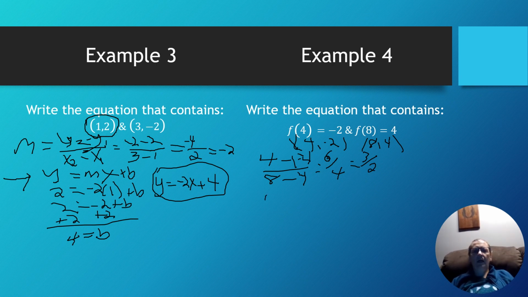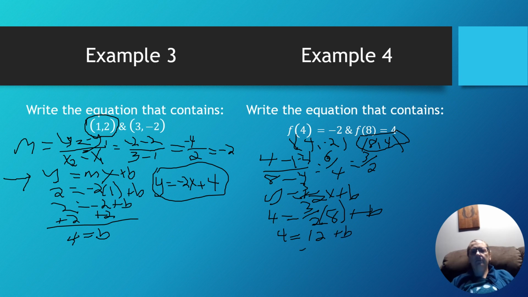And then we have y equals mx plus b. I'll go ahead and write the 3 halves here. This time I think I will choose the 8, 4 as my point, because again there's no negatives. Again, it doesn't matter. So y is 4, and then we have 3 halves times x, which is 8, plus b. 3 halves times 8 would be 4 times 3 is 12. And then I would subtract 12 from both sides. I get negative 8 is equal to b.